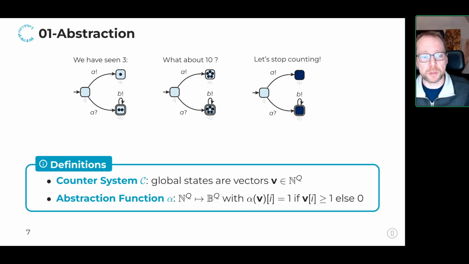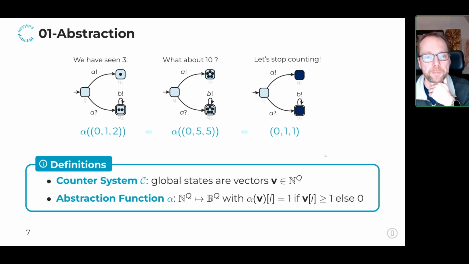And so now to make this a bit more formal, these systems without abstraction can be represented as counter systems. So what I mentioned before, global states can be seen as vectors, which have natural numbers, and the number of positions in the vector is given by the number of local states of our protocol. And the abstraction function that maps this just to zeros and ones takes such a vector and maps it to a vector of Booleans of the same length, where we assign a 1 if there's at least 1 process in that local state, and we assign a 0 if there's none.